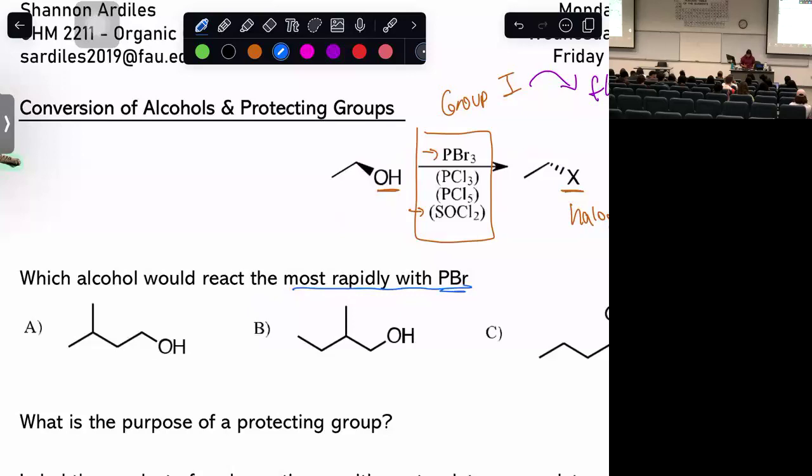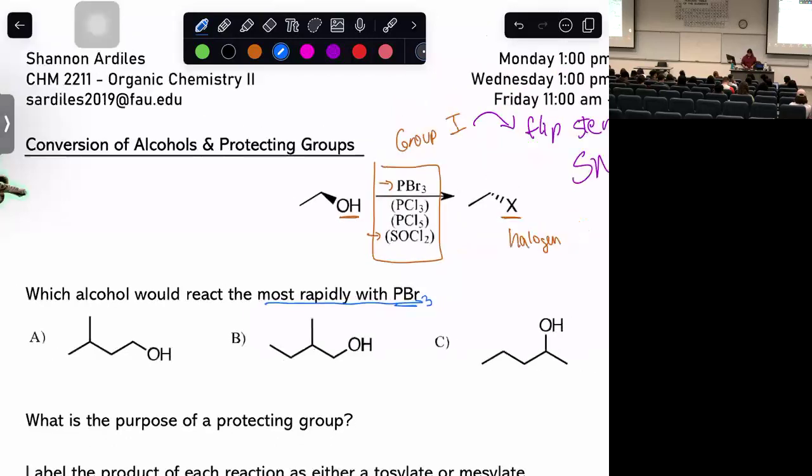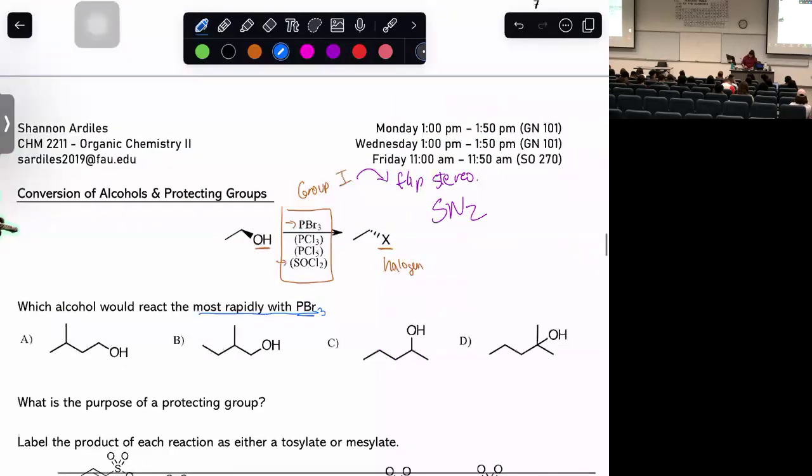Okay, now, but a question that you might get is, which alcohol is going to react most rapidly with PBr? Sorry, there's a typo. Just add a little 3 in there. PBr3. Okay. Now look at your answer choices. Which one do you think is going to be the answer and why? Why A?